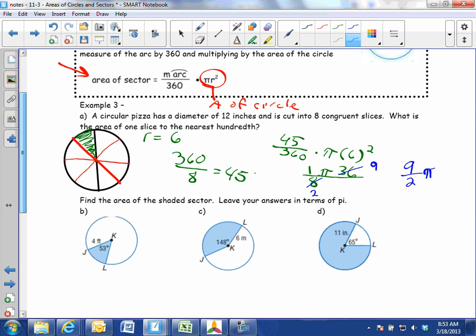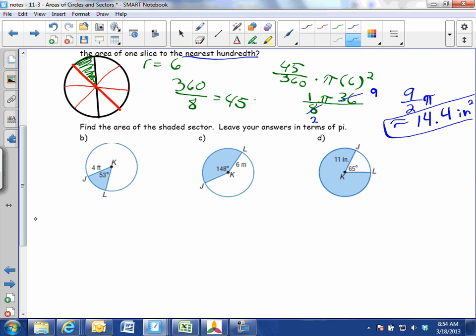That would be the area of one slice, but it says nearest hundredth, so they want you to take it times 3.14, which gives 14.14 inches squared. If it said to leave the answer in terms of pi, it would be 9 over 2 pi. Actually, we didn't even have to do the simplifying, we could just plug it in. Any questions on what we just did? It's really similar, just plug in the formulas.